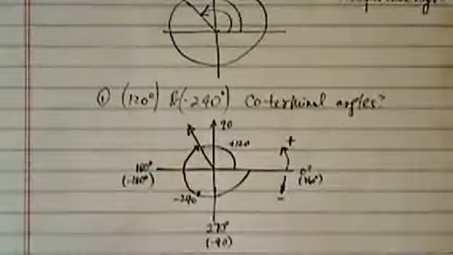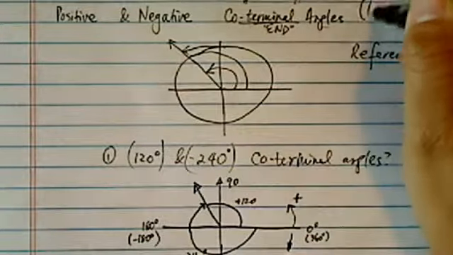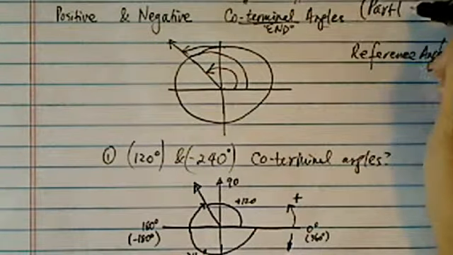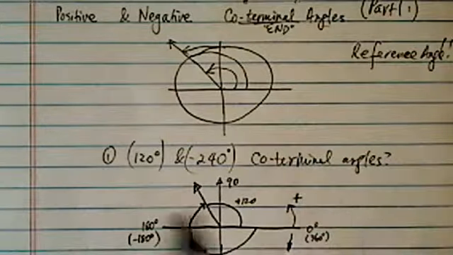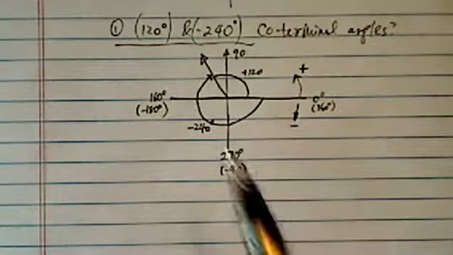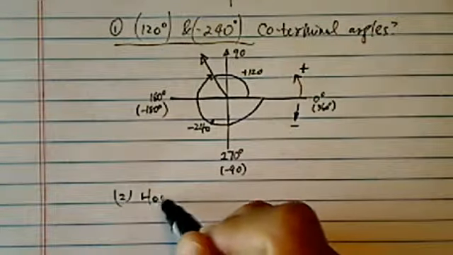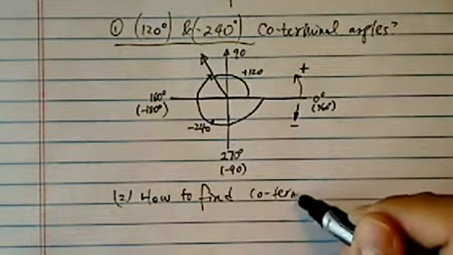Okay, so this is part 1 of the series on positive and negative coterminal angles. I'm just going to stop over here. I've just gone through one problem here. Next segment, I'll talk about how to find coterminal angles.